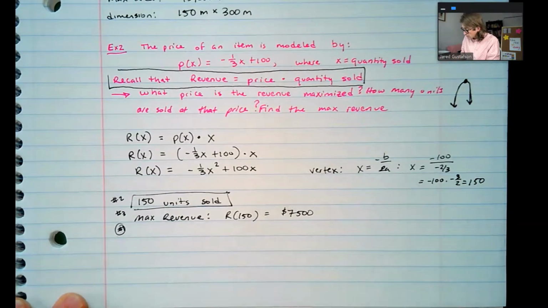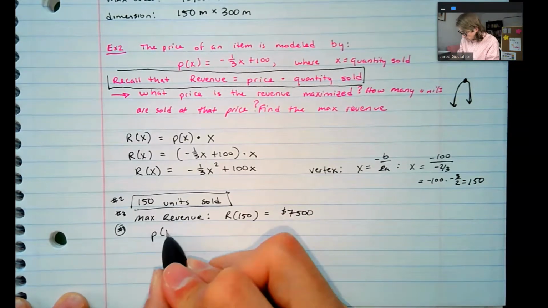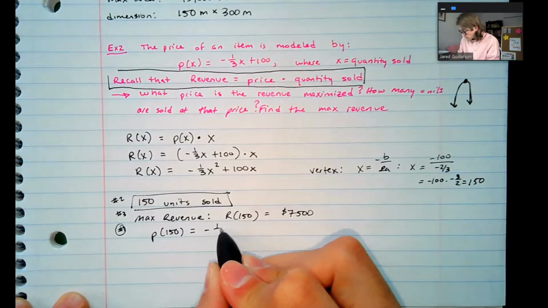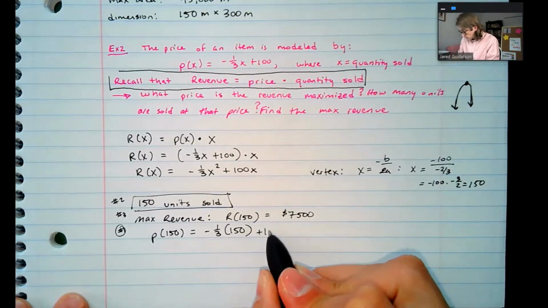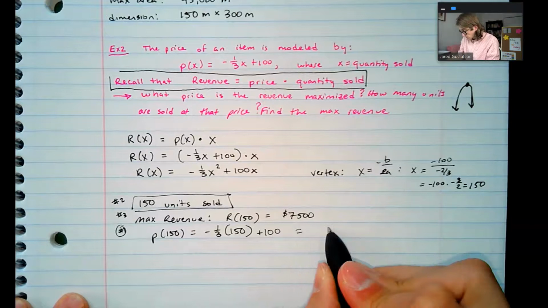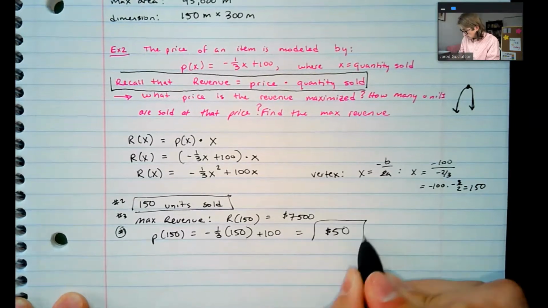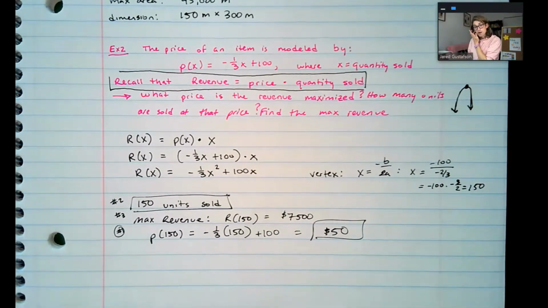Well, when 150 units are sold, to find the price, we plug it in to the price function. Negative 1/3 of 150, which is negative 50, plus 100 equals $50. There is our price for when the revenue is maximized. We got one question to go. I'm going to pause and write it down, and then we'll come back to that.